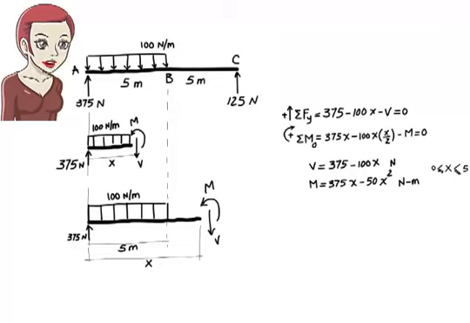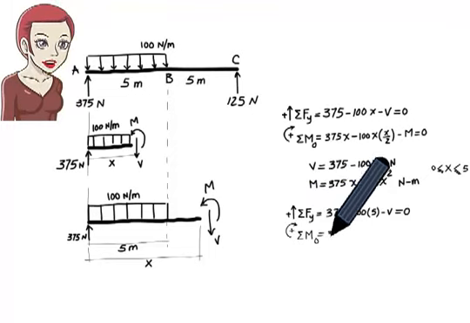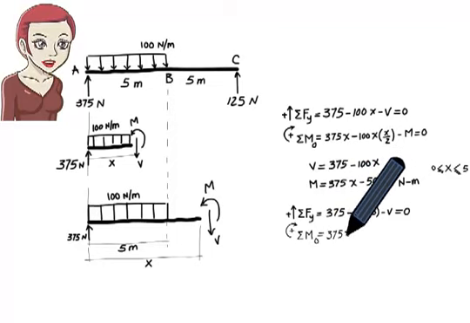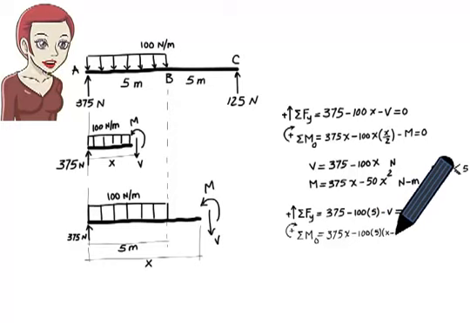For the second free body diagram we have sum of the forces in the y direction equals 375 minus 100 times 5 minus V equals 0. Sum of the moments about the cut point equals 375x minus 100 times 5 times (x minus 2.5) minus M equals 0.